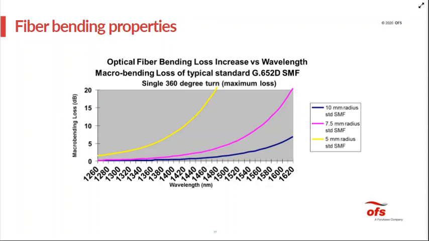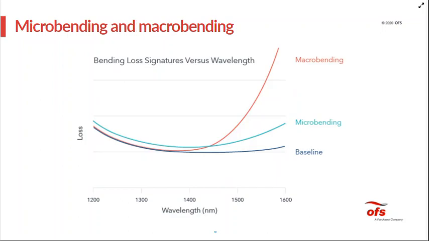Just in general, some trends that we've seen overall in networks are that networks are going to longer and longer wavelengths, and we also see cables being deployed in tighter and tighter bends, so we just have to be very cognizant of that. As we see bending occurring, there are different signatures that we can see, and this is actually interesting just from a field troubleshooting standpoint.